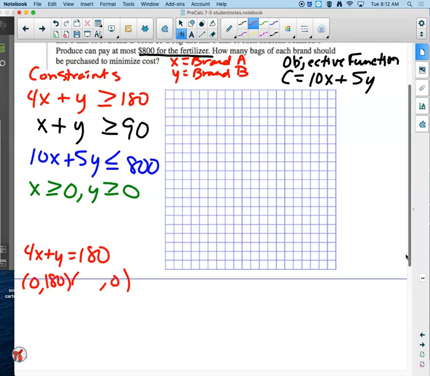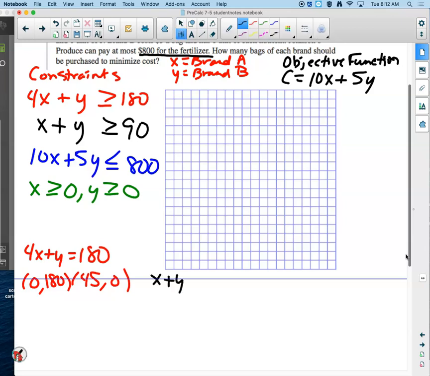And if we don't get any of brand B, so we cover up the y, now we need 180 divided by 4, which is going to be 45. So that's helpful. And right now I'm thinking, yeah, I might have to go out to 200 on each one of these, but I haven't done the other ones yet. So changing again.